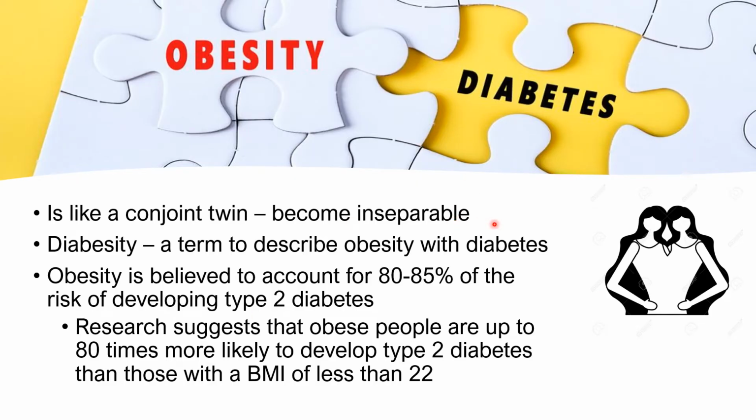Obesity and diabetes are like conjoined twins. And now we use the term diabesity to describe the combination of obesity with diabetes. If you know someone who is obese, they have an increased risk of about 80 to 85% of developing future type 2 diabetes.